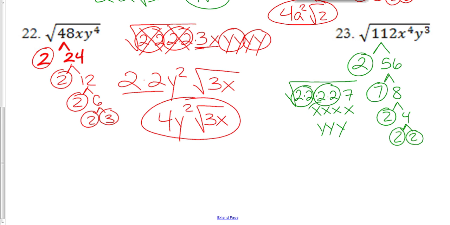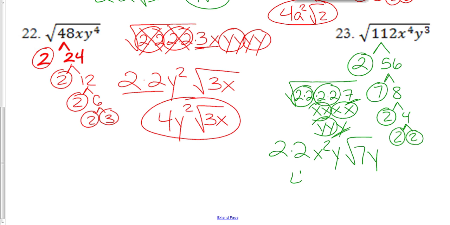Group, group, group, group, group. Y left by itself, 7 left by itself. So I've got 2 2's, 2 x's, and a single y outside, with a 7 and a y left over inside. Multiplying together gives me 4 x squared y, square root of 7y.